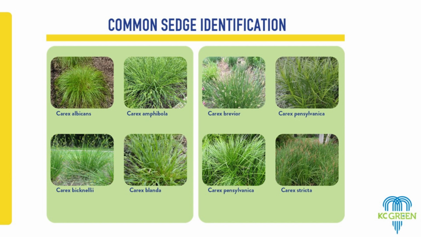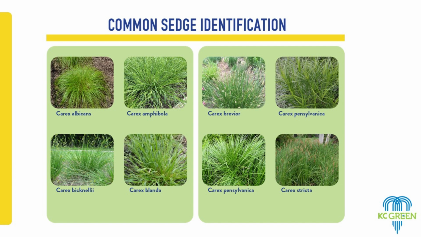Carex stricta on the lower right is one that's a little more wet loving. It can form a nice solid clump, a little bit taller in the 2 to 3 foot range. Carex pennsylvanica is a very fine textured sedge, prefers a little more shade in dry areas.